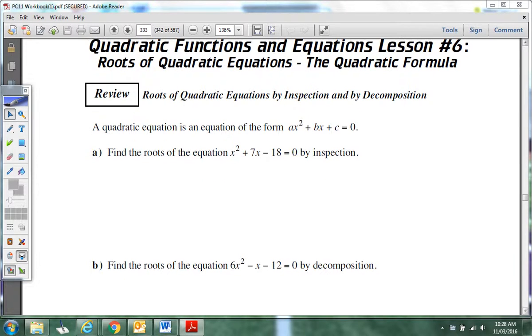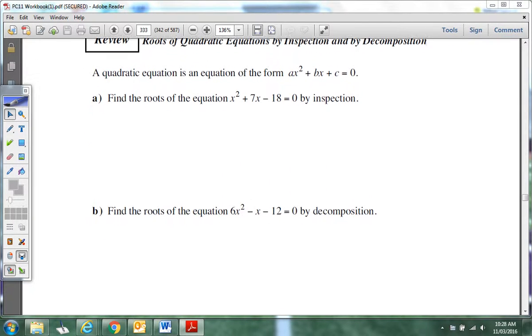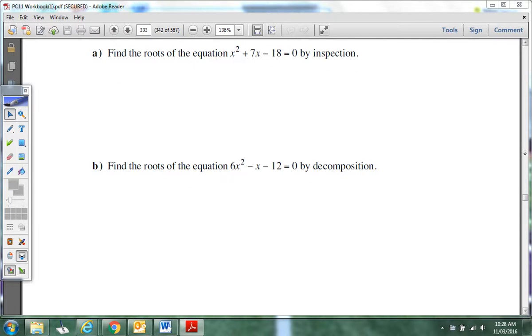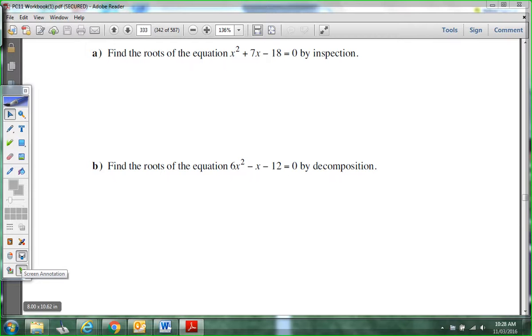So first off, it says find the roots of the equation x squared plus 7x minus 18 by inspection. So remember, inspection is factoring when you don't have to use decomp. I don't have to use decomp because that's a 1. Factors of 18 that add up to 7. What is that? 2 and 9, yeah. So that'd be x plus 9, because the middle is a positive, so the bigger number is positive. x minus 2, they already have the equal 0 there.